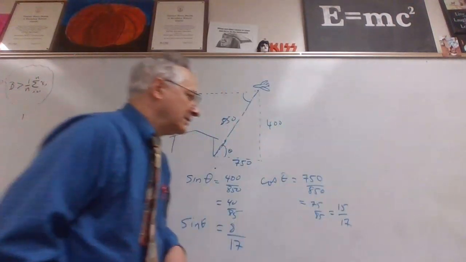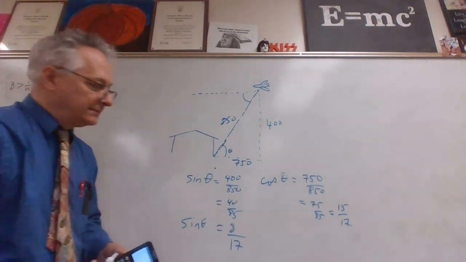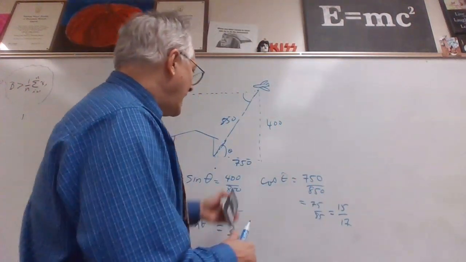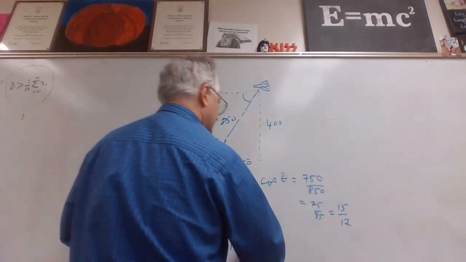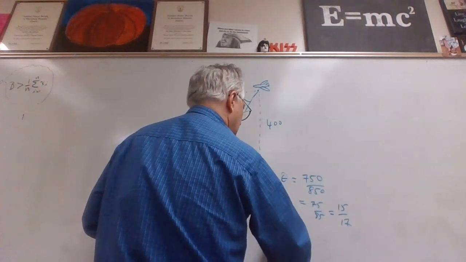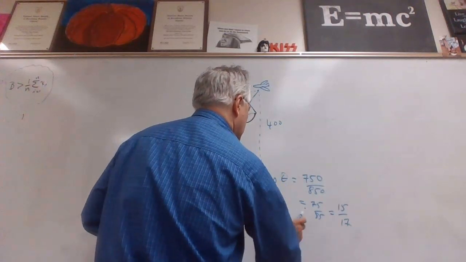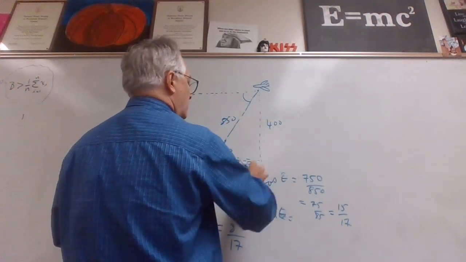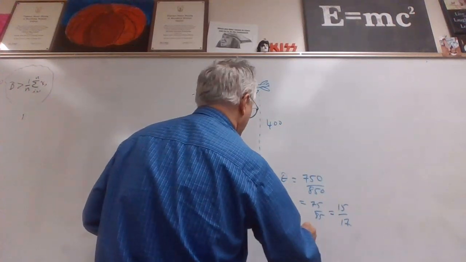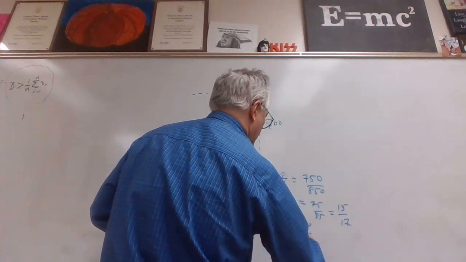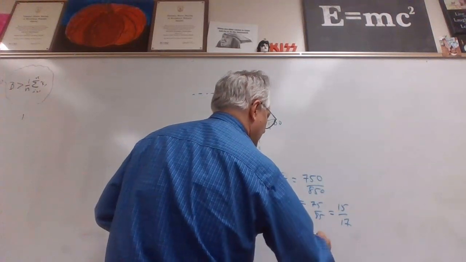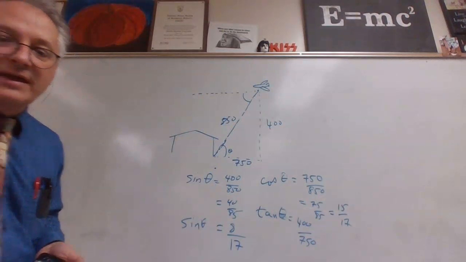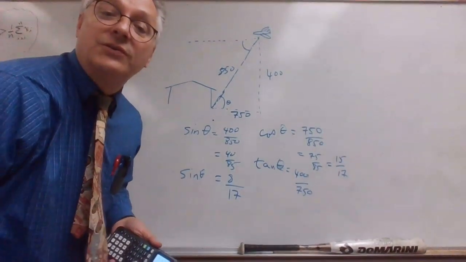So that's the lowest ratio there. Reduced to the lowest point. And the tangent of your angle is going to be opposite over adjacent, or 400 over 750, or 8 over 15 if you reduce that number. So those are all of your things.